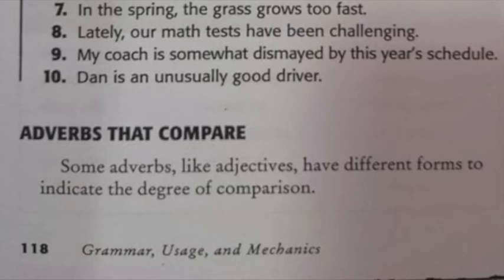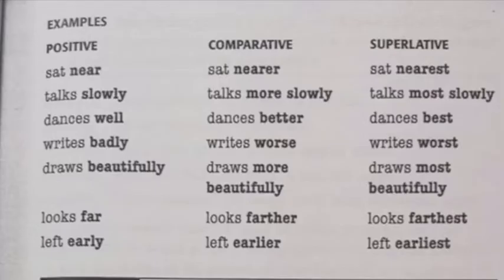These are the comparative and the superlative kinds of adverbs. Now, some adverbs, like adjectives, have different forms to indicate the degree of comparison. We are here now on the degree of comparison. So we have the positive, and then we have the comparative, and then we have the superlative. I know you've had this when you were in grade school and in high school. So definitely this is just a review.